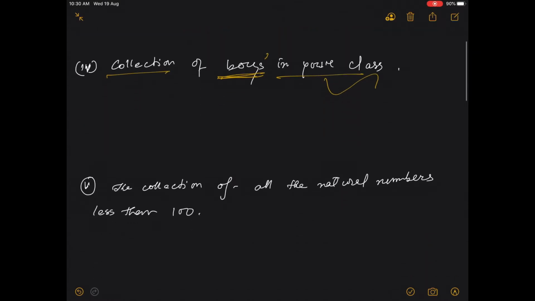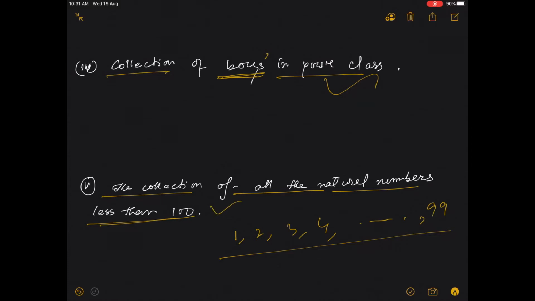Now you see, our next collection is the collection of all the natural numbers less than 100. As you can see, we can easily identify the natural numbers 1, 2, 3, 4, 5, less than 100, it goes up to 99. That's why it is also well defined, that's why it is also a set. I am not writing the answers, I'm just telling you the answers and the reason why these collections are sets or not sets. Hope you have understood. You can write the answer by yourself.